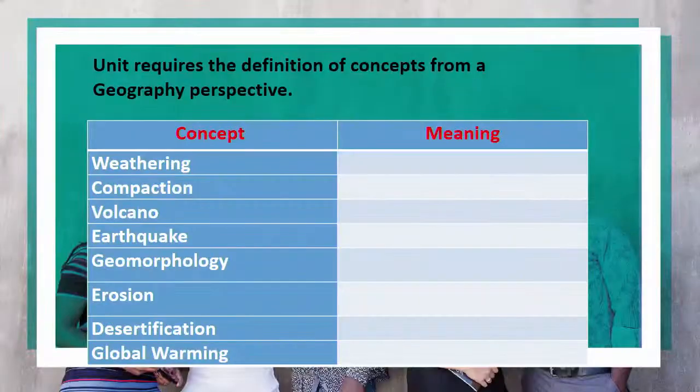Like I've mentioned previously, this unit covers content, it covers concepts. You can be asked about a concept like weathering, and then you have to provide the meaning. You can make yourself a little table like this one, where you split the table in two, indicating the concepts and then the meaning. Starting with weather, compaction, volcano, earthquake, geomorphology, erosion, desertification, or global warming.